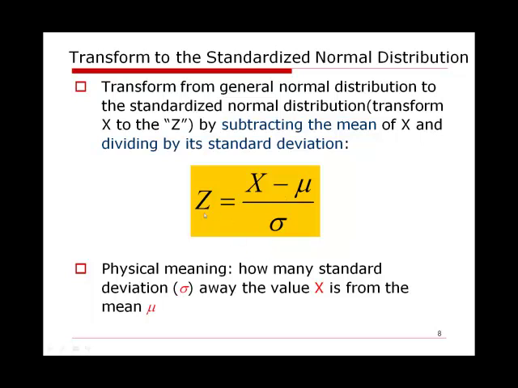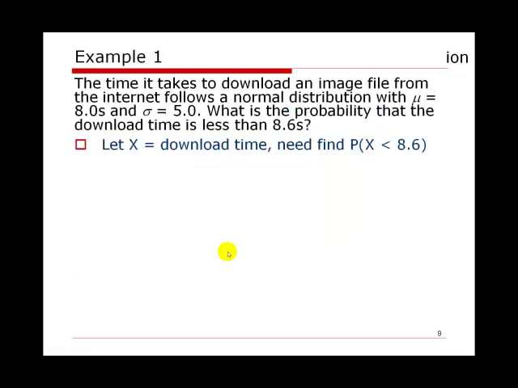For the z distribution, any z value above the mean, which is 0 in the standardized normal distribution, will be positive, and any value below the mean is negative. Now, given such a formula or relationship, we can apply the standard normal distribution table and use it to solve a general normal distribution problem. Let's take a look at one example.